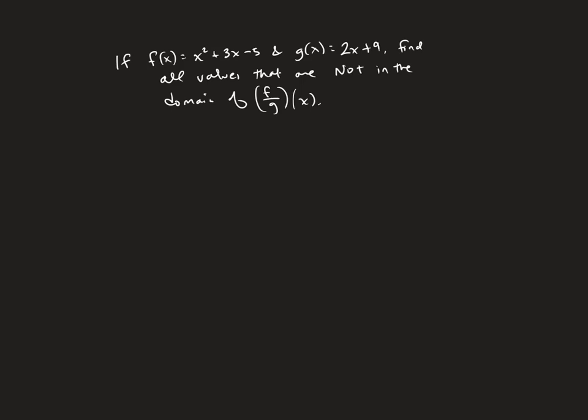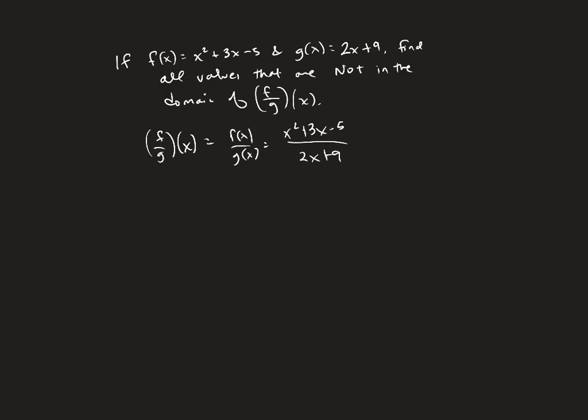So I'm given two functions here, f of x and g of x, and I'm asked to find all values that are not in the domain of f divided by g of x. So the first thing I'm going to do is write f divided by g of x. And remember, that means the same thing as f of x divided by g of x, which means I would take f of x, which is x squared plus 3x minus 5, and divide it by g of x, which is 2x plus 9.